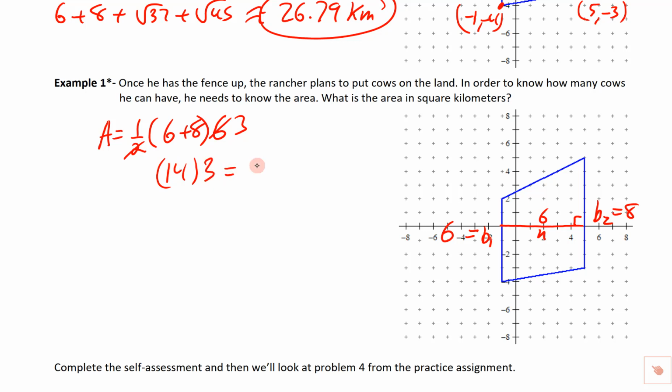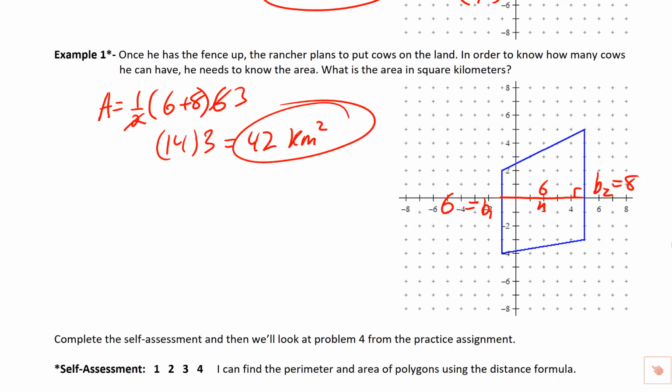So we end up with, let's see, 14 times 3. That is 42. So 42 what? 42 square kilometers, or we can say kilometers squared. All right, now we've done all the notes here, so we've actually applied the distance formula and some area formulas and stuff like that. Good thing to recall.